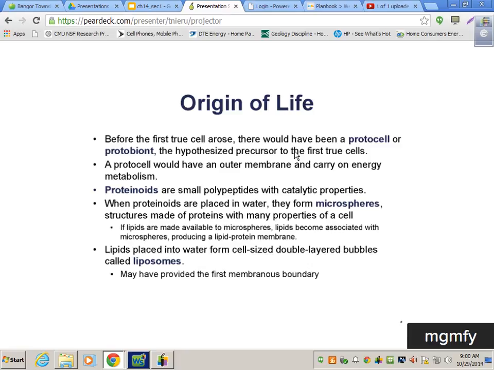It's ATP synthase. Okay. So proteinoids are small polypeptides with catalytic properties. There are things simpler than enzymes that facilitate chemical reactions but are not folded as structural proteins. They're called proteinoids. And when proteinoids are placed in water, they form these structures called microspheres. They're like little fat protein bubbles. These structures are made of proteins with many properties of a cell. And if lipids are made available to microspheres, lipids become associated with microspheres, producing a lipid-protein membrane.